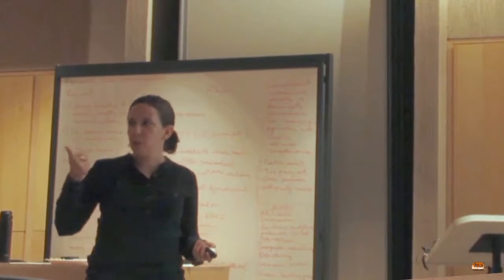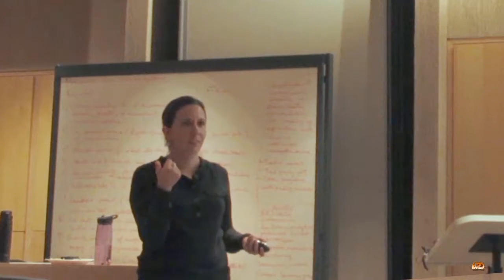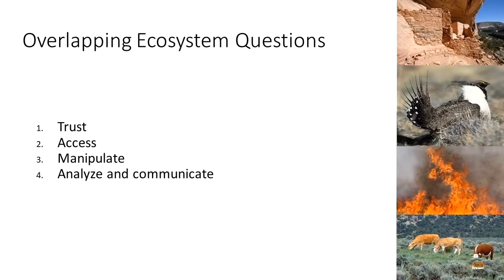And it kind of boils down to having four things. The first is we have to be able to trust the data that we get. The second is that we need to be able to access it easily. The third is that we have to be able to easily manipulate it and get it into an analysis-friendly format. And then the fourth is we want to analyze the data and then communicate our results. And so that's really where we're going with the data commons.